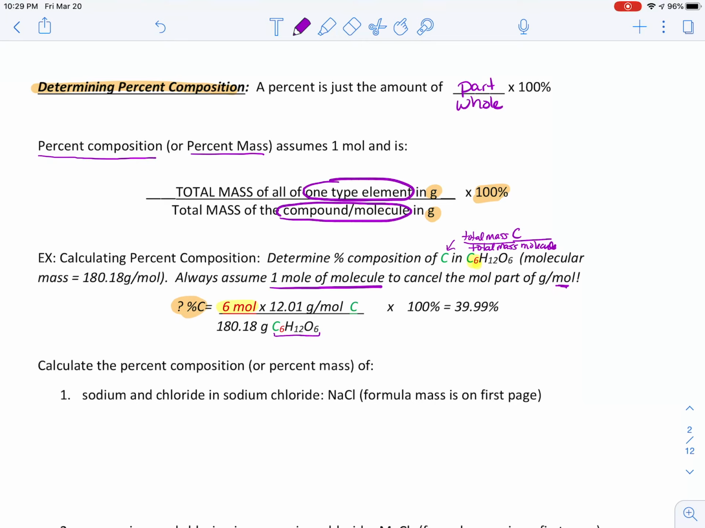And if you add these all together from the periodic chart, make sure you don't forget to multiply 12 for the hydrogen and 6 times oxygen. If you add that all up, you're going to get 180.18. So this is pretty easy. Just put it in your calculator: 6 times 12.01 divided by 180.18 times 100%. You're going to get 39.99.